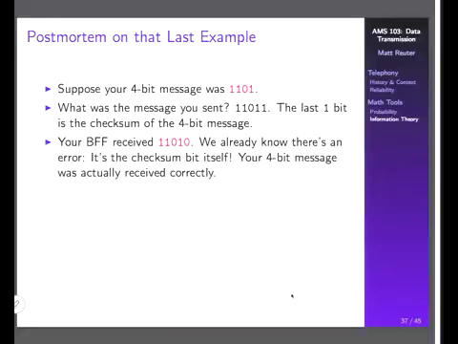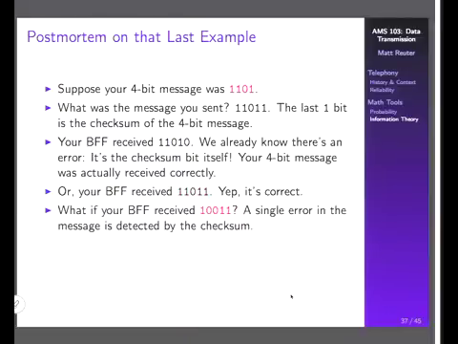Okay? But now, in this case, where we already sort of know what's going on, where was the error? It's actually in the checksum bit itself. Were the 4 message bits actually received correctly? Yes. But does our BFF know that? No, they don't. Okay. So, alternatively, maybe your BFF received 11011. Do they detect any errors? Nope. And in this case, was that actually the correct message? Yeah. Okay. So that's cool.